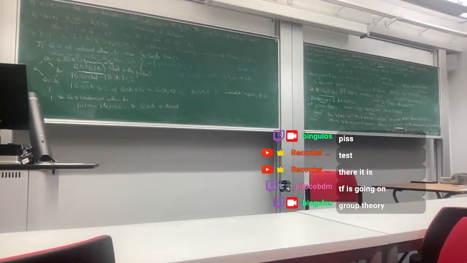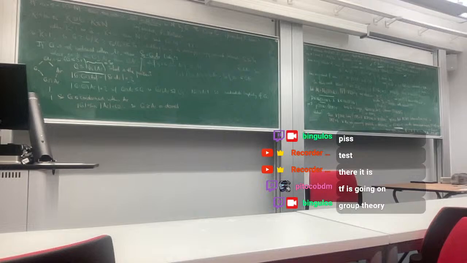Okay? Then we consider the permutation representation. We map G onto permutations in S index of H in G. Okay? The number of cosets of H. So it's either 2, 3, or 4.